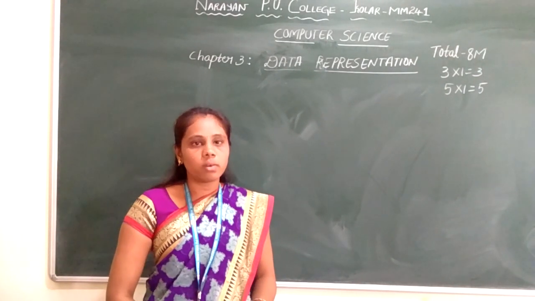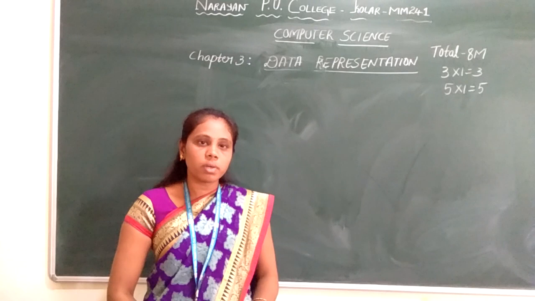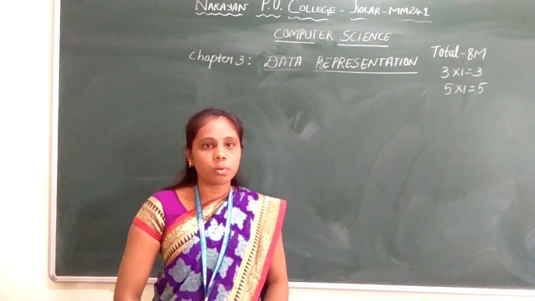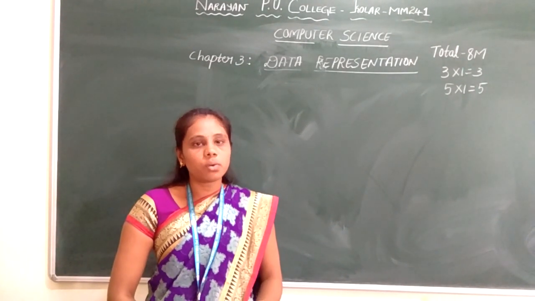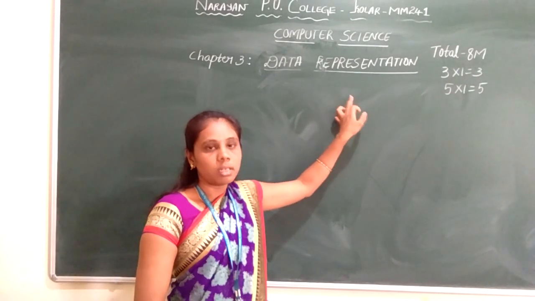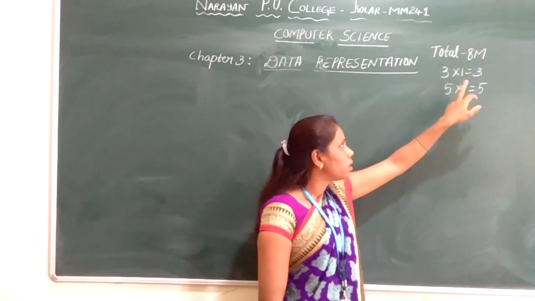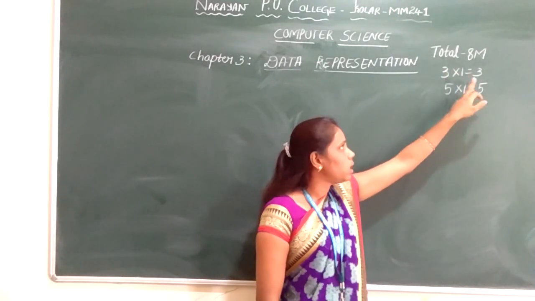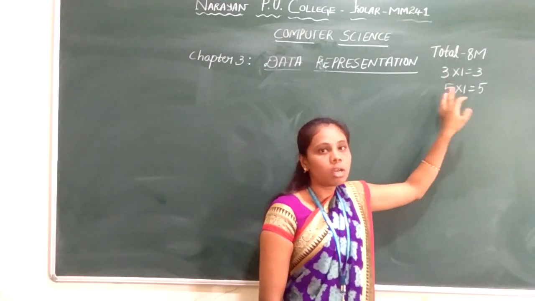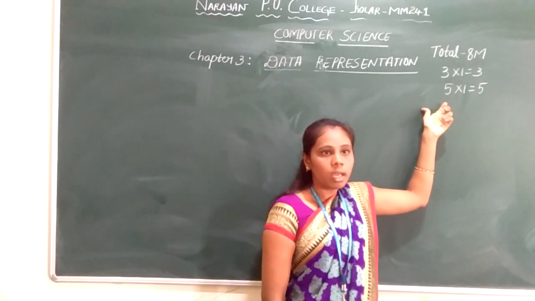In the last class we discussed the overview of computers, and in the next chapter we studied input, output and memory devices. Today we will start the new chapter, that is data representation. This chapter carries 8 marks for your main exam. That is, you will have one 3 marks question and one 5 marks question. So totally you have 8 marks for your main exam.